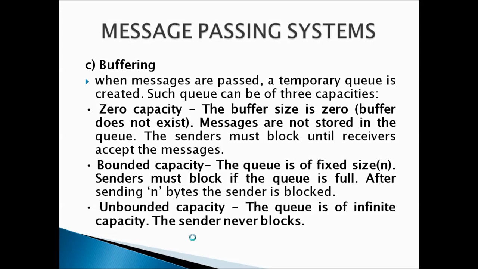What is unbounded capacity? Here the queue is infinite. The queue has infinite capacity. Infinite capacity means the sender never blocks because the capacity is infinite. The sender can send without any restrictions. So that's why the sender never blocks.